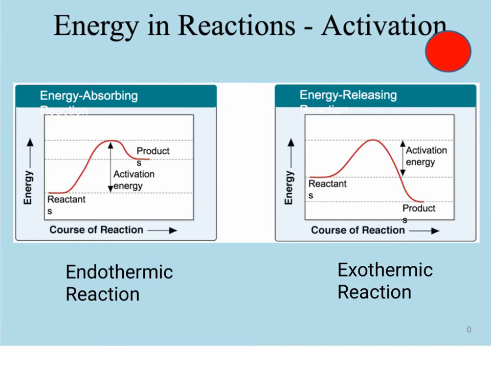Endothermic, so prefixes and suffixes. Endo means into and therm means heat. So endothermic reactions require heat to be added in order for them to occur. And then exothermic, exo means out of or exit, and thermo means heat. So exothermic reactions are reactions that are going to give off heat, basically.